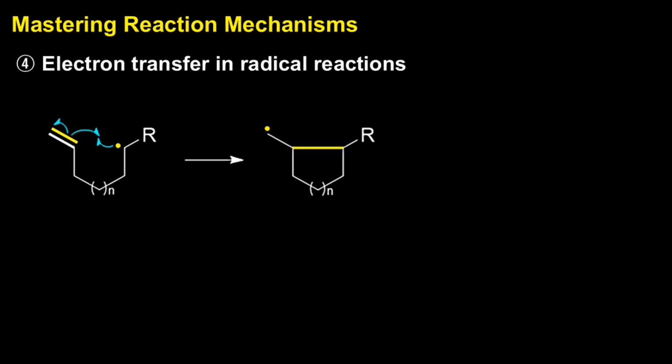Alright, that wraps up our discussion on how electrons move in chemical reactions. Today, we looked at how electrons shift in all kinds of reactions, from nucleophilic attack and proton transfer to rearrangements and radical mechanisms. Once you get the hang of these patterns, it becomes so much easier to understand and predict how organic reactions work. By mastering these fundamental ideas, you'll be able to break down mechanisms with confidence.